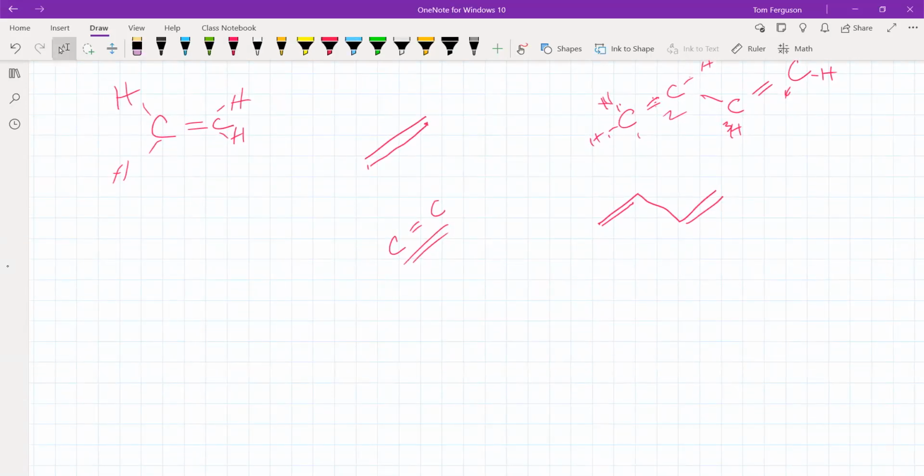How about if we had something like that? Okay, so it's a 3 carbon backbone. 1, 2, 3. The last carbon has an OH attached. And the first 2 carbons have a double bond.